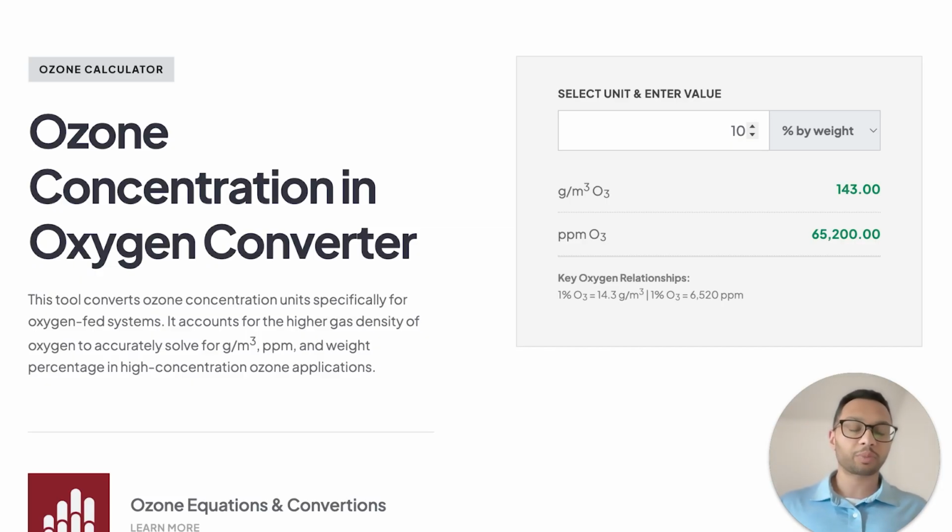So that percentage by weight, if you want to figure out how much ppm is being produced, so once again, this is concentration, is going to produce 65,200 ppm at a 10% by weight. So concentration, both of them are concentrations.